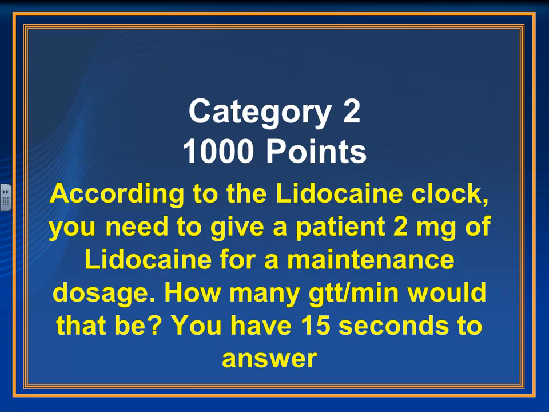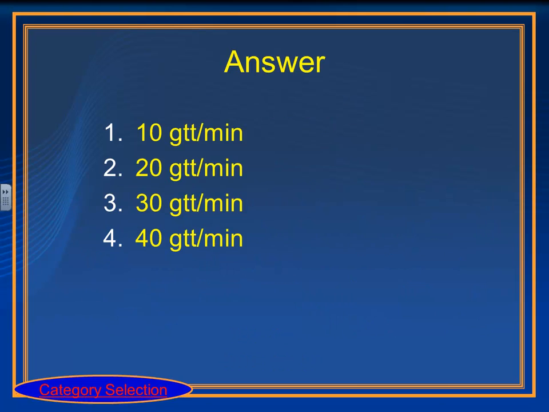According to the lidocaine clock, you need to give a patient 2 milligrams of lidocaine for a maintenance dosage. How many drops per minute would that be? You have 15 seconds to answer. According to the lidocaine clock you were taught, you need to give 2 milligrams of medication for a maintenance infusion. You got 15 seconds. Go. You got to give 2 milligrams of lidocaine. 5 seconds. If you don't know it, you better just answer.